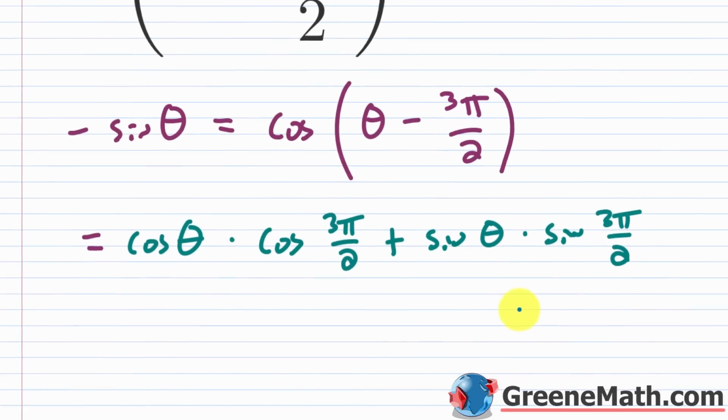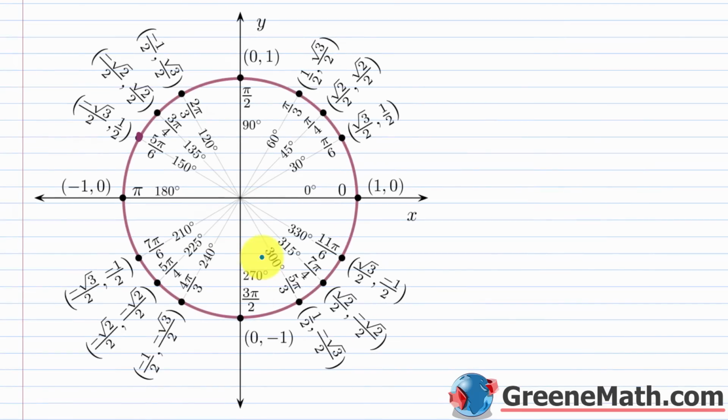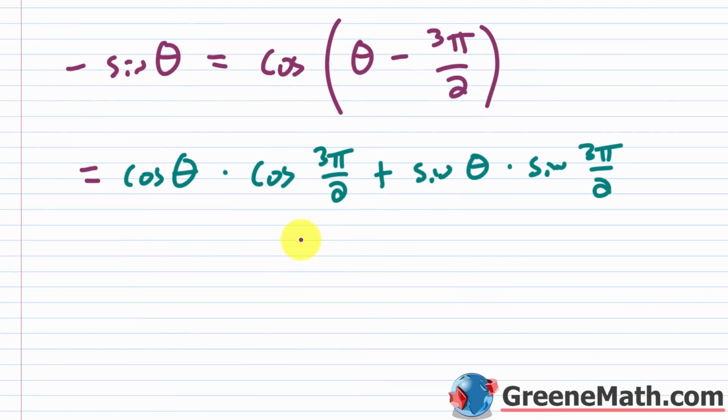So from here, it's pretty easy. Going back to the unit circle, so let me get rid of this. This is for 3 pi over 2. So remember, this is a 270-degree angle here. So the cosine value is your x value here, which is 0, and the sine value is the y value here, which is negative 1. So coming back, I'm going to take the cosine of 3 pi over 2, and I'm just going to plug in a 0. So this is cosine of theta times 0, which we know is 0.